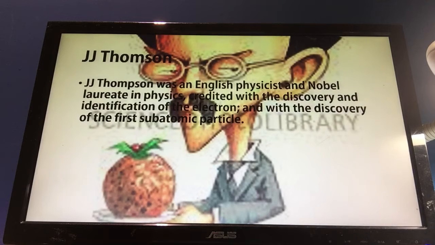J.J. Thomson. J.J. Thomson was an English physicist and Nobel laureate in physics, credited with the discovery and identification of the electron, and with the discovery of the first subatomic particle.